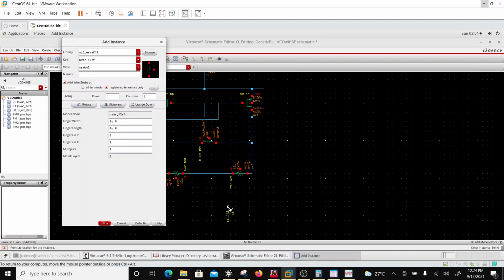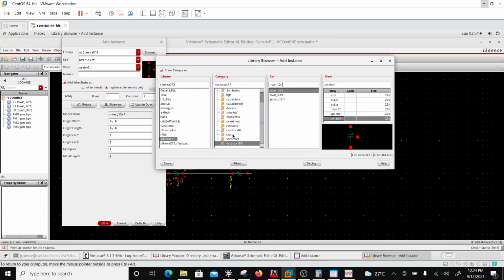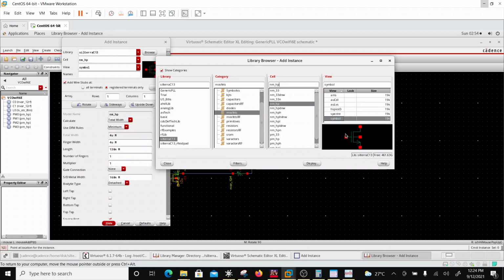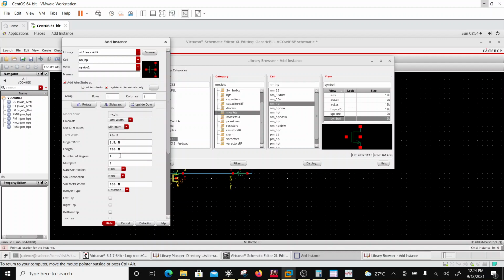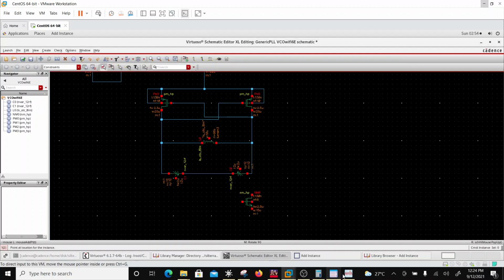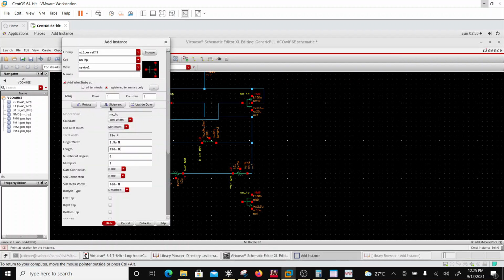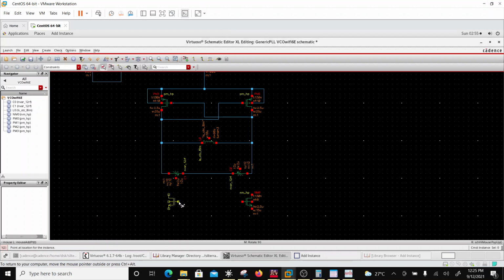Then I am going to have NMOS MOSFETs, NMHP. So here it's 2.5 cross 8, or maybe 4 even, or maybe 6. Let's see if this is going to work. So one is over here, and the other is sideways over here.